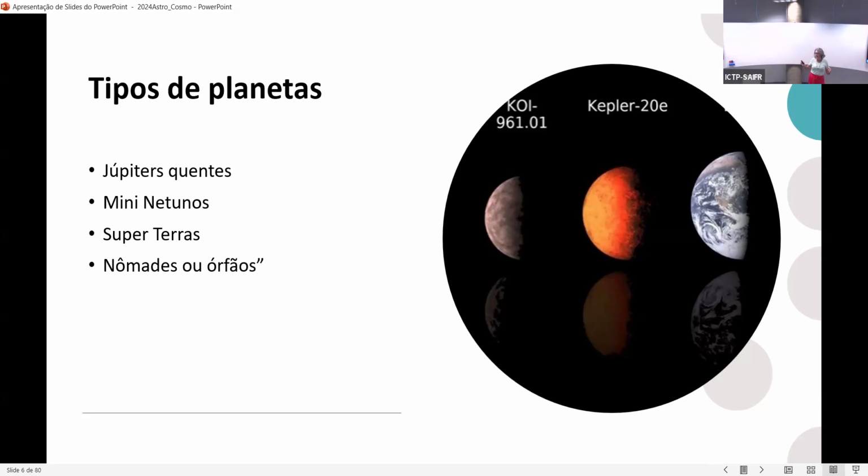A hot Jupiter is a planet the size of Jupiter, but very close to its host star. So it's really hot, with temperatures of about 2,000 to 3,000 Kelvin at the top of the atmosphere. Then there are the most common planets, the mini-Neptunes and the super-Earths, which I'm going to talk about next. And then what I find most interesting, the rogue planets, which are planets that do not orbit any star. They're just free-floating planets within our galaxy.